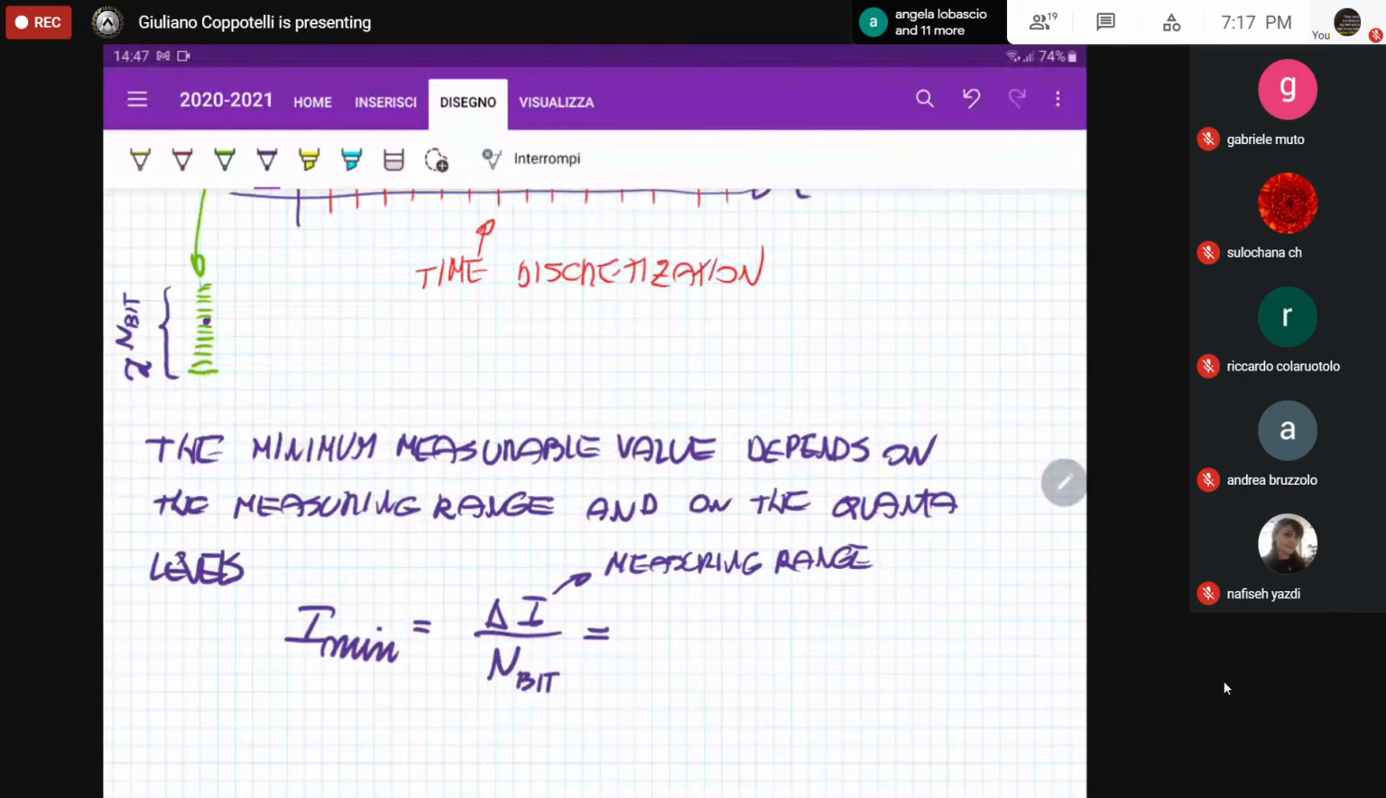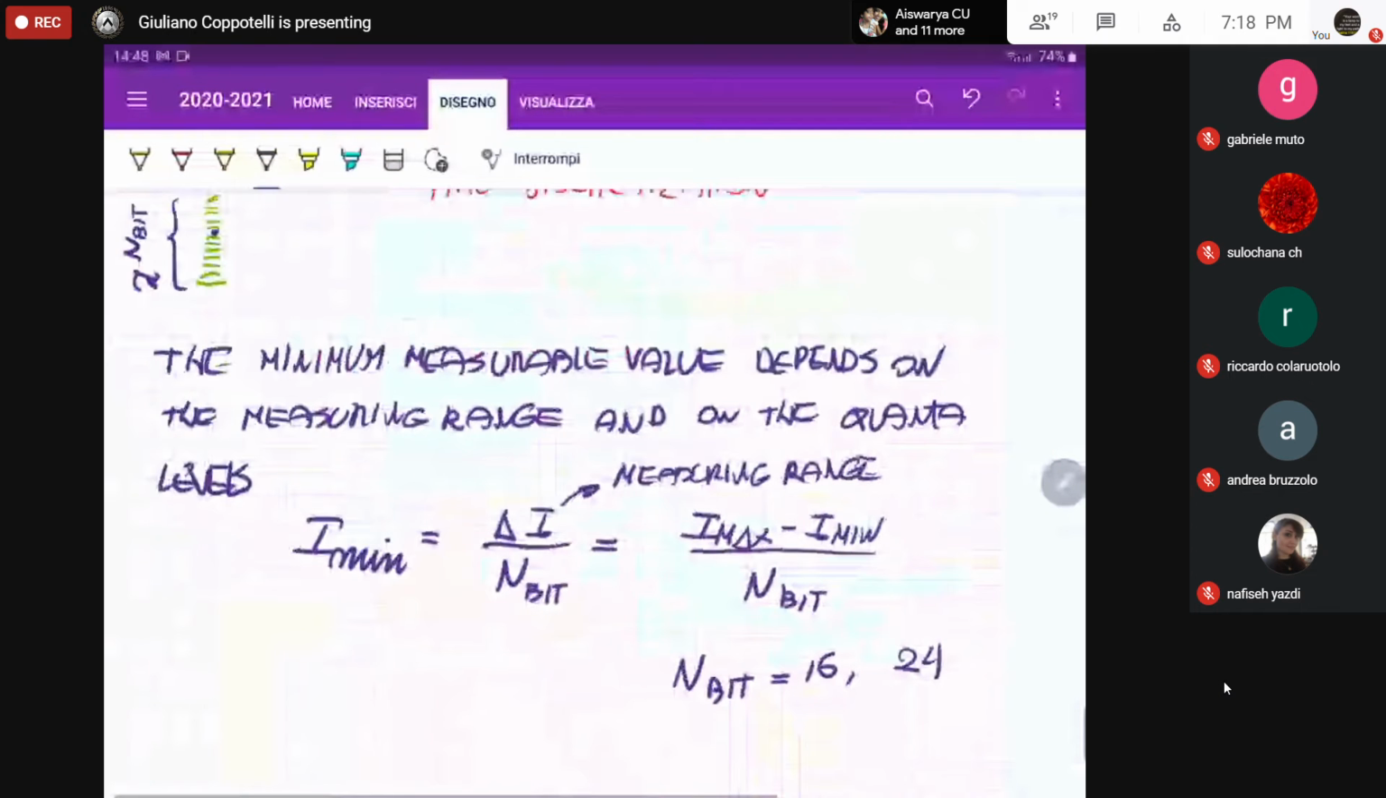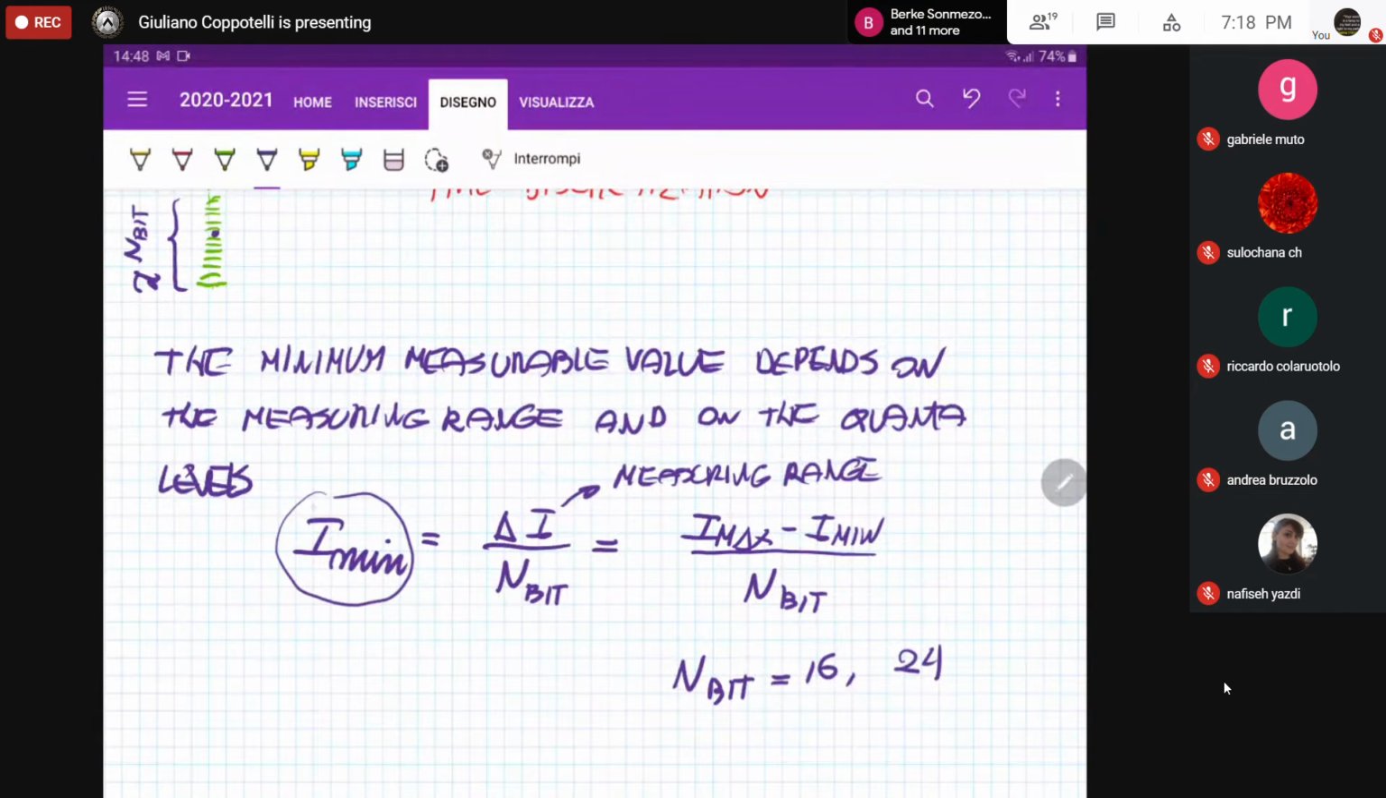If you want, that is equal to your Emax, Imax, minus the I minimum, divided by the number of bits. Okay, and this number of bits, as we already discussed, could be equal to 16, 24, that are typical numbers for the actual AD converter. That is, once again, this minimum value is telling me what is the accuracy of your measurement.